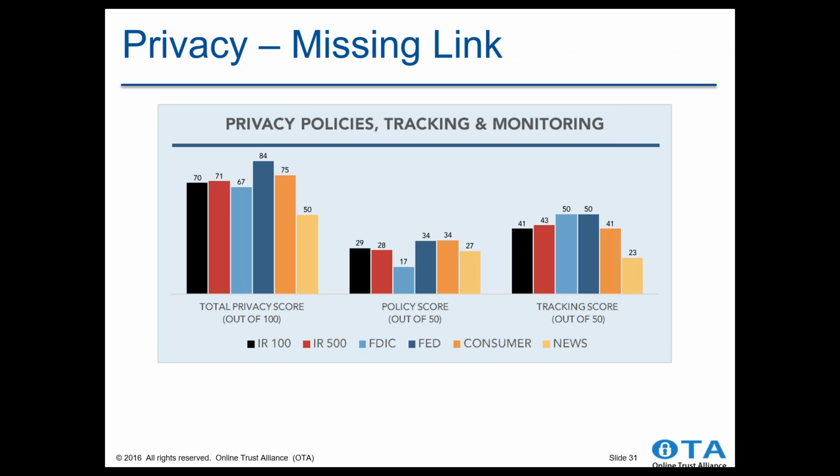And then we look at the tracking score. Again, 50 is the maximum you can have. So great news for banks and federal sites. They don't have trackers on the sites. But you look at the news and media segment, which relies on advertising, and their business models today are heavily reliant on sharing and selling that data. So again, you see their score is less than half of those other scores here.